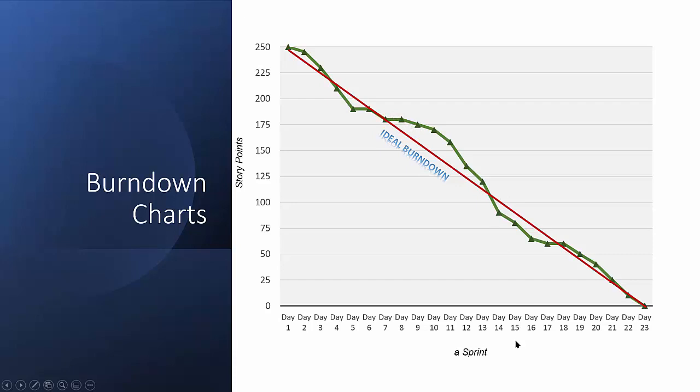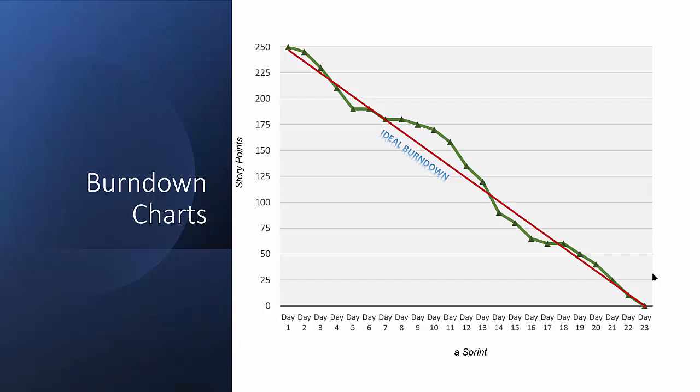Of course, if by day 14 we are still at 200 story points worth of work left open, well, it's clear that we are lagging behind. Right? So this enables us to track. And this work of tracking the work that is being done day by day is done by the Scrum Master, and they collect the information during the daily stand-ups.